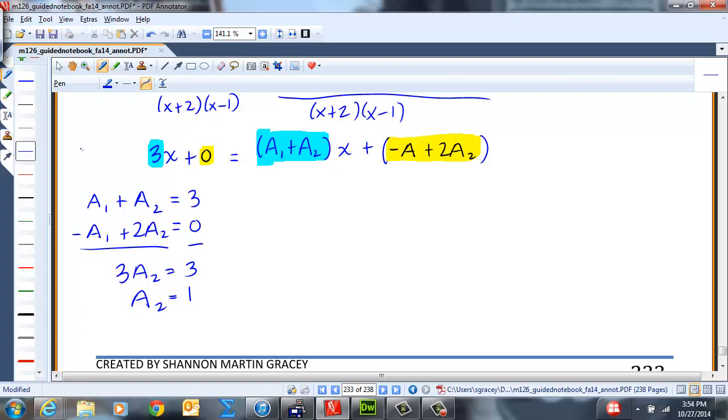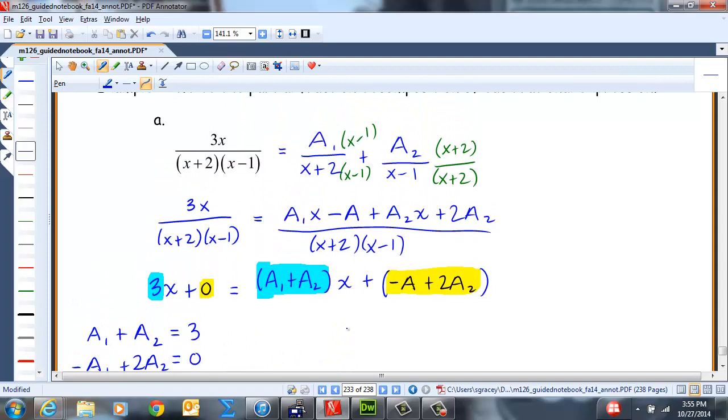And then now that I got a2 equal to 1, I can take a look at the next step, which would be look at the top equation, and I can say a1 plus a2 is equal to 3. And then I would get a1 plus 1 is equal to 3. So a1 will equal 2. Good so far? All right, awesome. So now, believe it or not, we're going to be done. We found a1 and we found a2. So what we do is we come back up here.